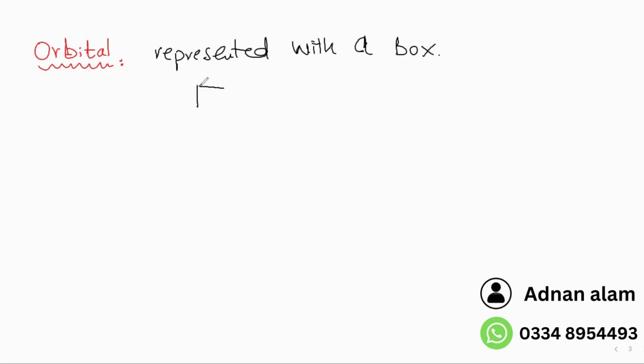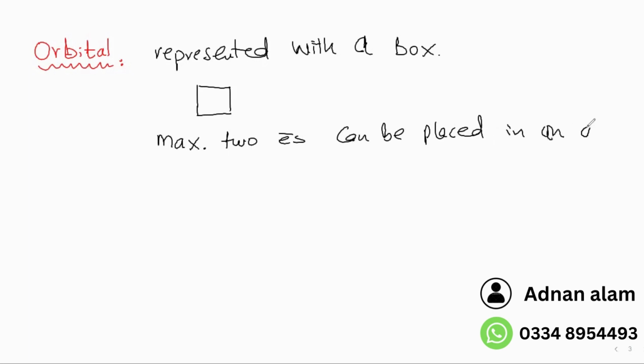One box represents one orbital, right? So this very box represents an orbital. And a maximum of 2 electrons can be placed in one orbital, right? One orbital can maximum accommodate 2 electrons. And the 2 electrons in one orbital will be placed like this. One of the electrons, and this is the other electron. So these are the 2 electrons which can be placed in one orbital.